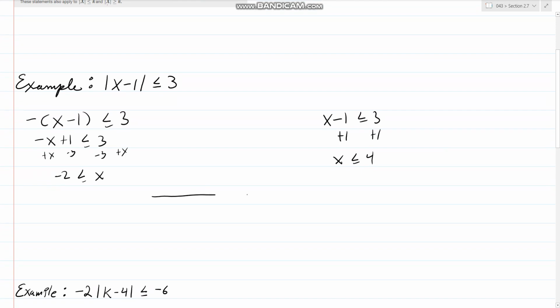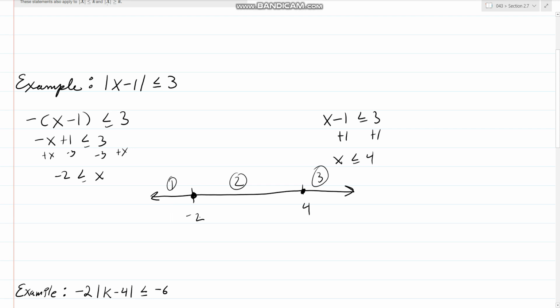Now, let's draw our number line and see what happens. I'm interested in negative 2, and I'm interested in 4. I'm interested when they actually equal those numbers, so I need to plug those numbers in. Now, what you can do is test these 3 regions. You can test region 1, region 2, and region 3 and make sure that they actually work.